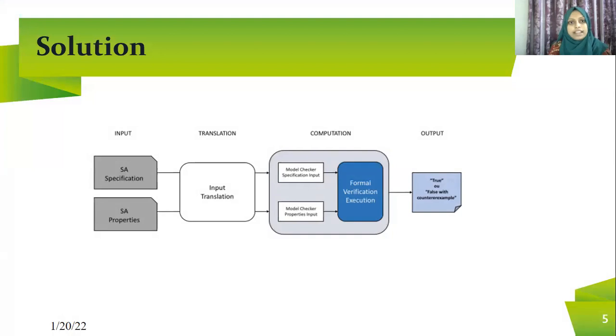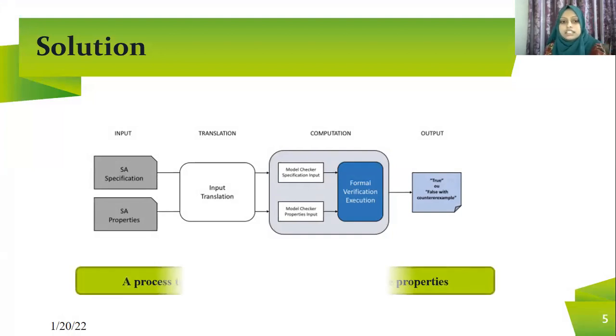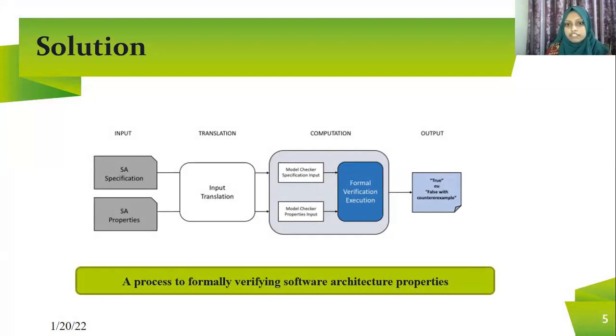Then again, the solution. This is the process of formally verifying software architecture properties. We see in this process that the software architecture specification and properties are input variables. Then input translation and model checker. We establish a model, that means the model checking specification input and the model checker properties input. Then formal verification execution, and the output is true or false.